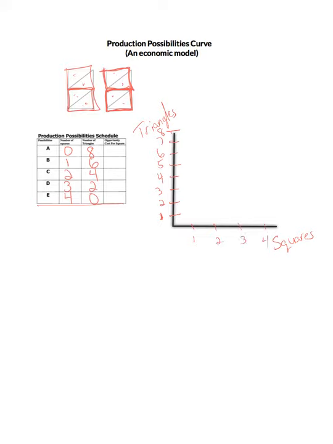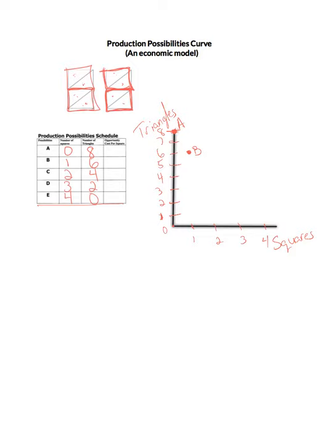Now I'm going to plot my points. At point A, I have 0 squares and 8 triangles. 0, remember, is here, so here's 0 squares, and 8 triangles is going to be up here. I'm going to label this as my point A. Then at point B, I have 1 square and 6 triangles. So 1 square is here, 6 triangles is here. I'm going to put a point here and label that point B.